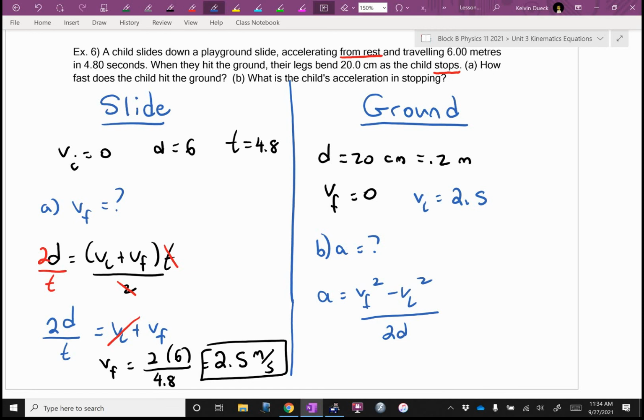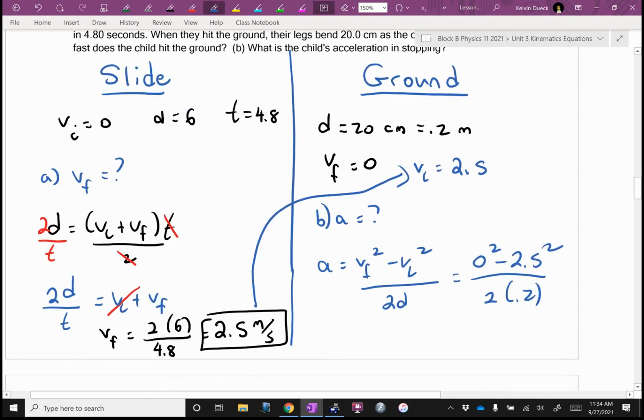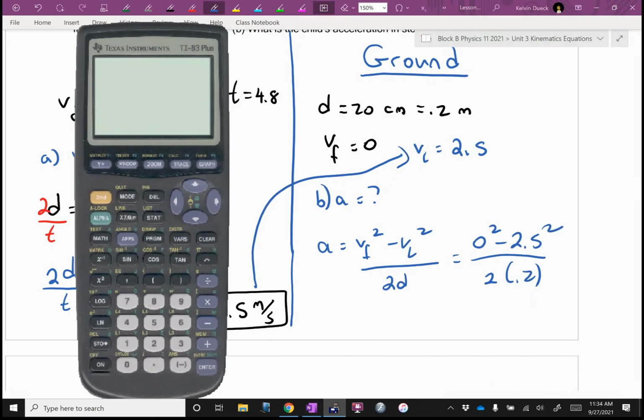Yep. Do you see that little aha moment that our VF at the bottom of the slide is our VI when we come to a stop? Okay. 0 squared minus 2.5 squared all over 2 times 0.2. Do that one in your head, Mr. Newton. Well, maybe. 2.5 squared is going to be 6.25 divided by... no, I'm getting yucky numbers now. I need a calculator.